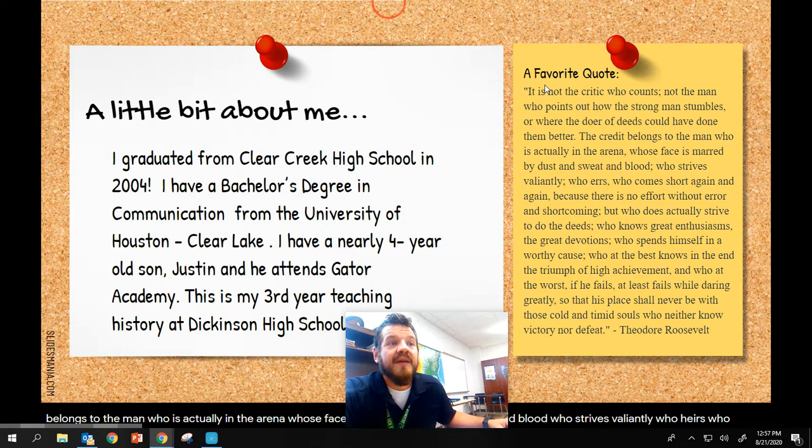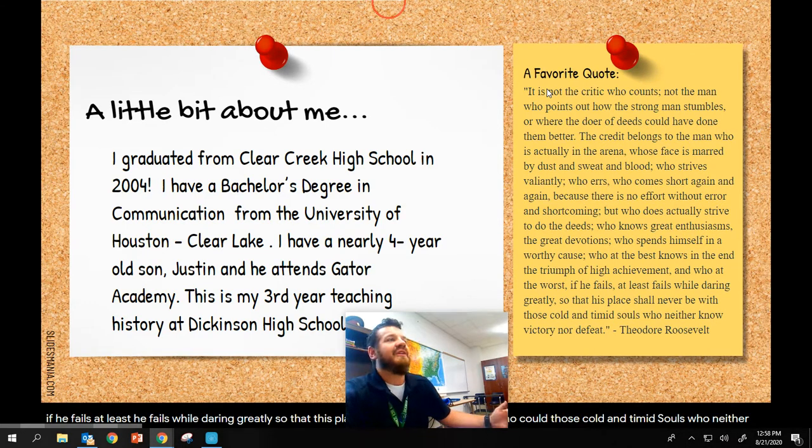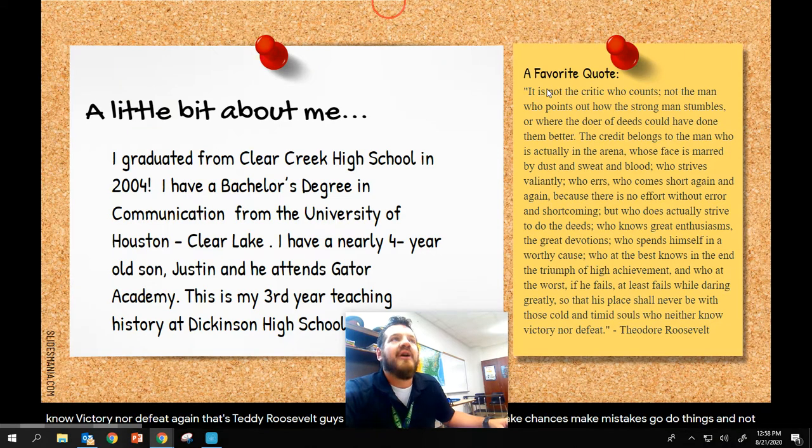and shortcoming, but who does actually strive to do the deeds, who knows great enthusiasms and great devotions, who spends himself in a worthy cause, who at the best knows in the end of the triumph of high achievement, and who at the worst, if he fails, at least he fails while daring greatly, so that this place shall never be with those cold and timid souls who neither know victory nor defeat. Again, that's Teddy Roosevelt. Guys, to me, this quote just means take chances, make mistakes, go do things and not worry about how you're going to be criticized.